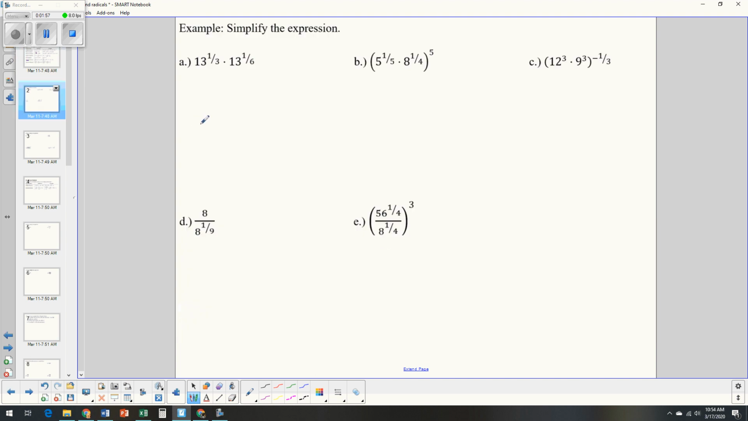So here's our first example. We have 13 being raised to the 1/3 power and 13 being raised to the 1/6 power. So I know I'm going to end up doing 13 to the 1/3 plus 1/6. All right, we're going to add those powers. But if I have two fractions with different denominators, I need them to have the same denominator first. So I'm going to turn this 1/3 into 3/6. So now we have 13 to the 3/6.